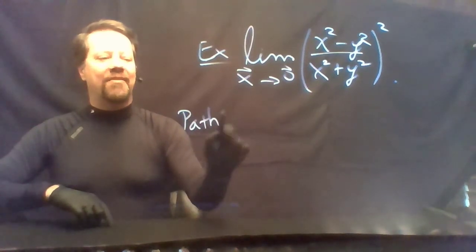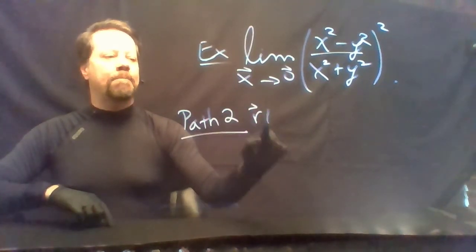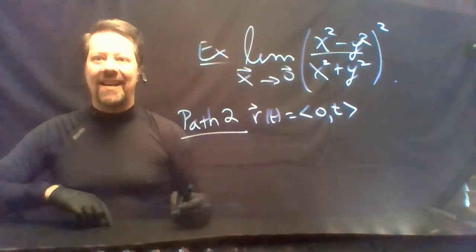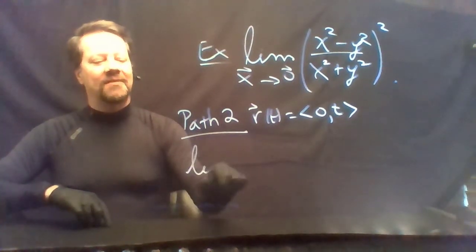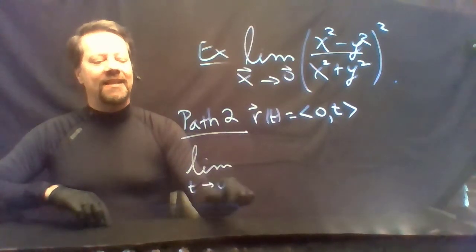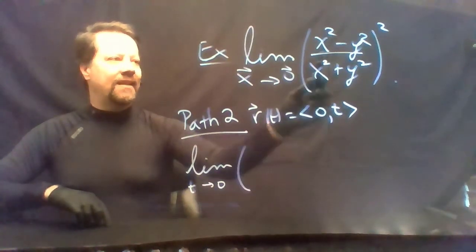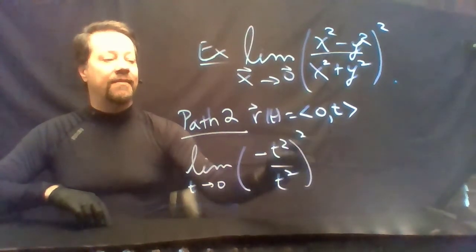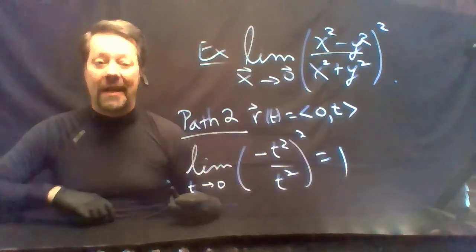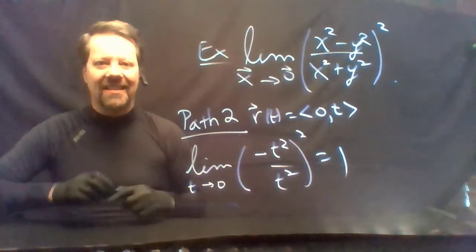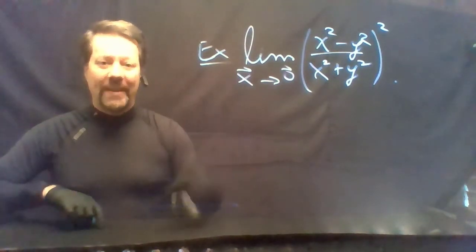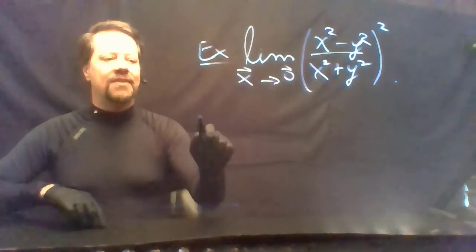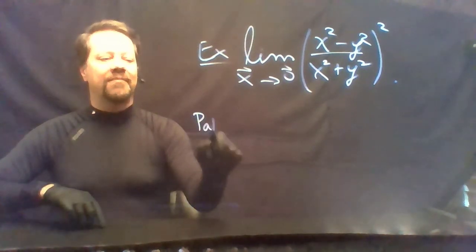Let's try path 2. The y-axis this time. Take the limit as t goes to 0. X is 0 this time, so you get minus t squared over positive t squared, and the limit is still positive 1. But that's not the end of the story. We get the same limit if we approach on each of the coordinate axes.